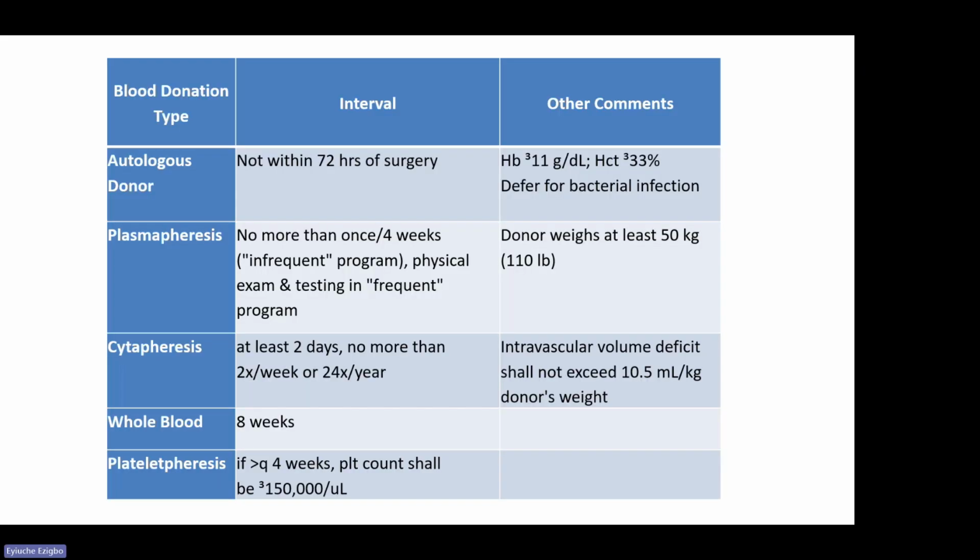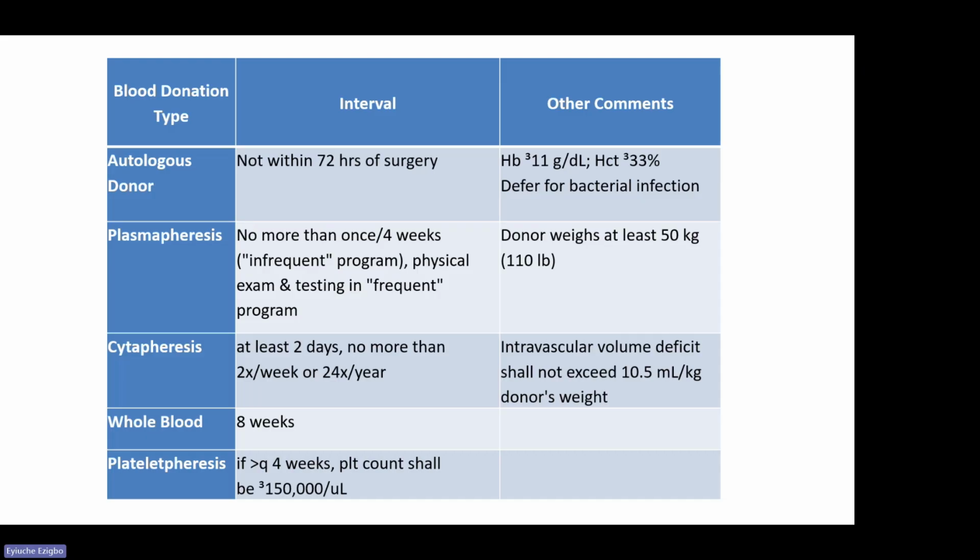So, blood donation types. In blood donation, we have different types of blood donation. We have autologous donors, okay? We have plasmapheresis, we have cytopheresis, we have whole blood, we have platelet pheresis. So each of them serves a very unique purpose.